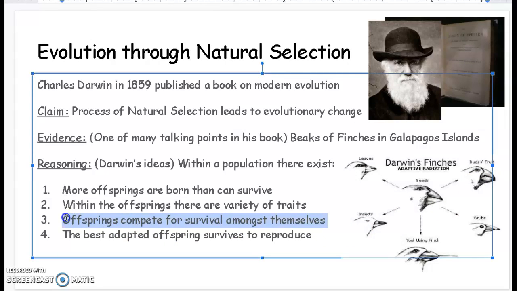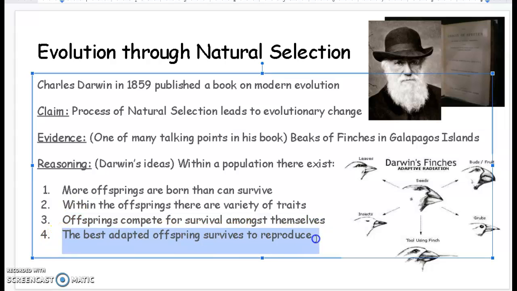Number 3, offsprings compete for survival amongst themselves. An example I can think of is this: competition. When you eat dinner with your sibling, I'm sure if your favorite food is on the table, you will both fight over who eats the most. That is a classic example.